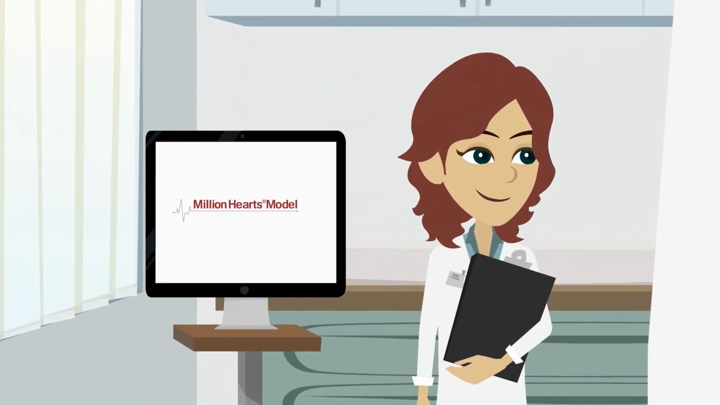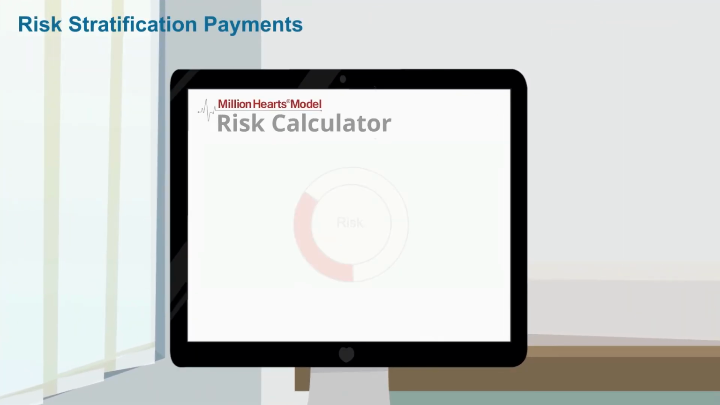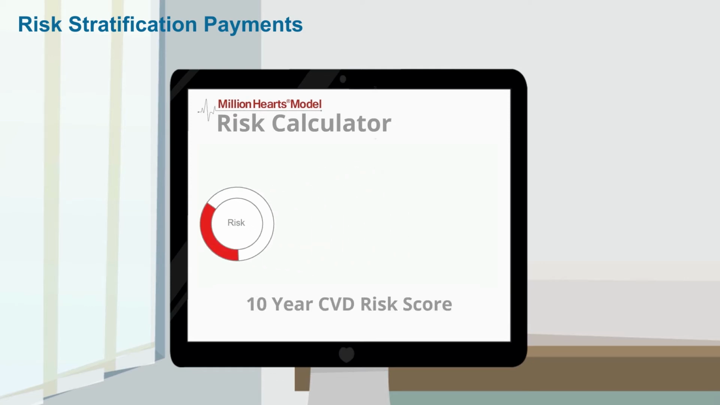When you enroll your patient in the Million Hearts registry, the Million Hearts risk calculator housed on the Million Hearts registry generates a 10-year CVD risk score based on the clinical data that you or your staff submit. The CVD risk categories are high, medium, or low. Each patient will be assigned to a risk category based on his or her baseline CVD risk score. Those identified as high risk at enrollment will continue to be followed by the model.